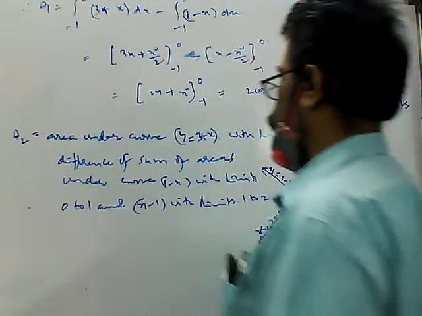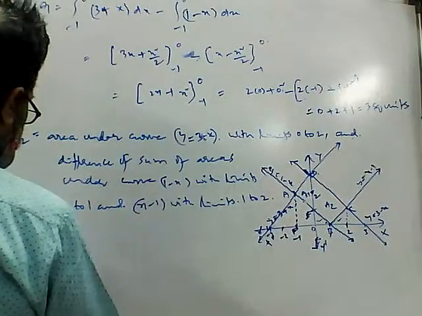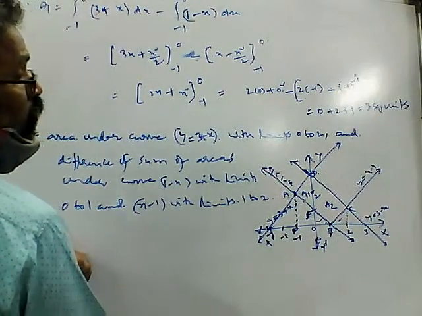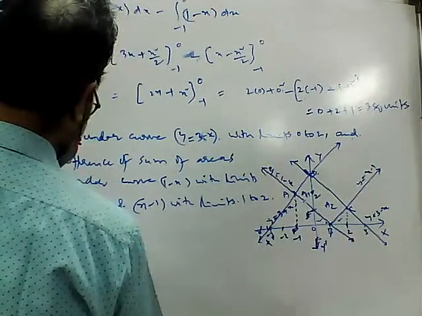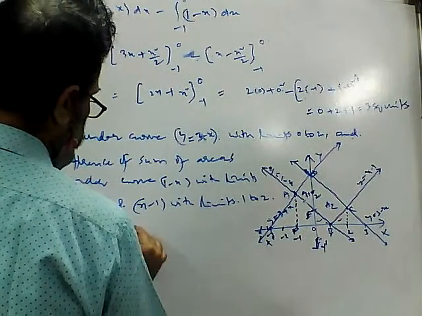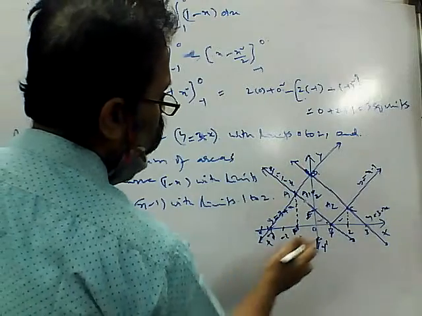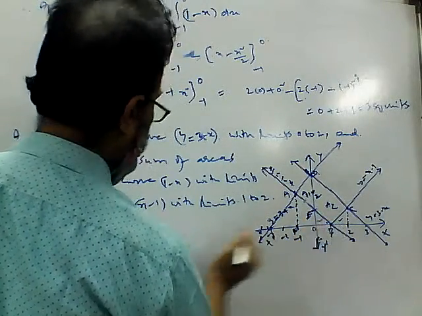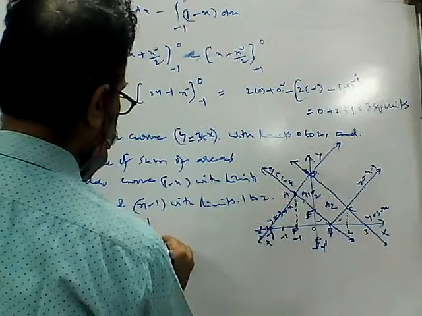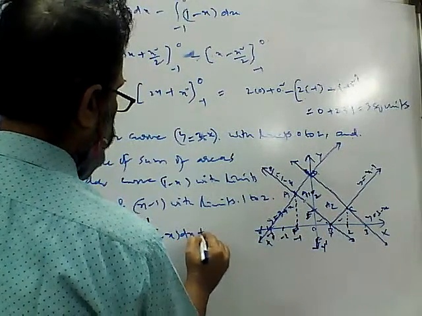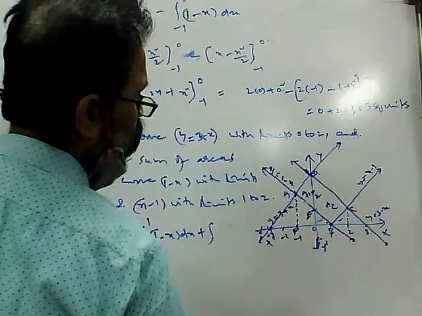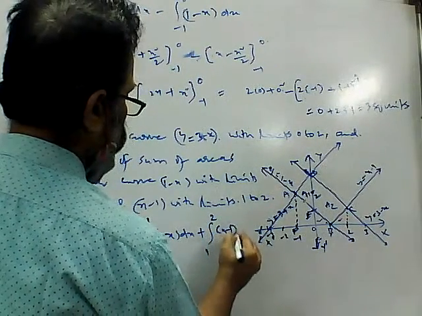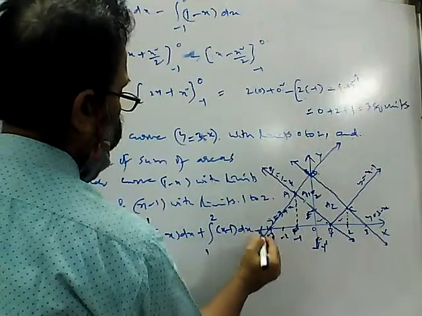Now how do we find A2? Therefore A2 is equal to integral 0 to 2 of (3 minus x) dx minus of this area. Again, this triangle you have to subtract. Okay, this triangle, what is this area? Integral 0 to 1 of (1 minus x) dx plus integral 1 to 2 of (x minus 1) dx.